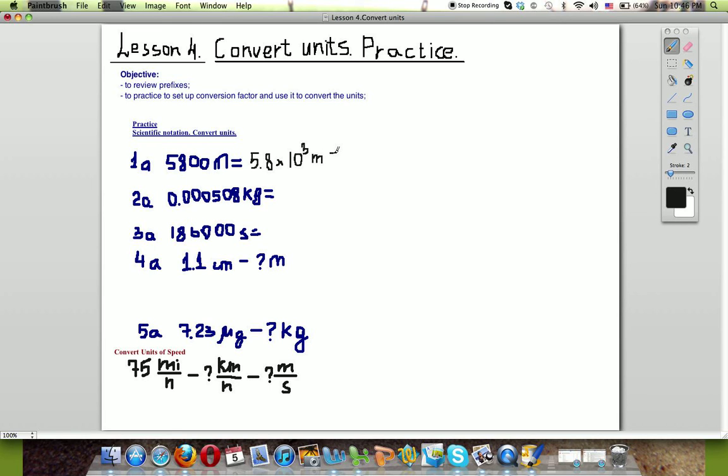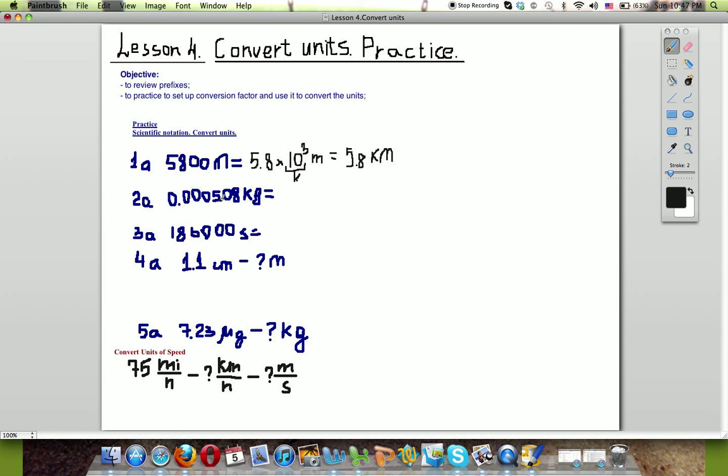Then I'm going to use my knowledge of the prefixes, and the prefix that means 10 to the power of 3 is kilo, right? So instead of 10 to the positive 3, I'm going to put kilo, which makes it 5.8 kilometers. Okay, so 5,800 meters equals 5.8 kilometers, or 5.8 times 10 to the positive 3 meters. Okay, this is the example from set 1.